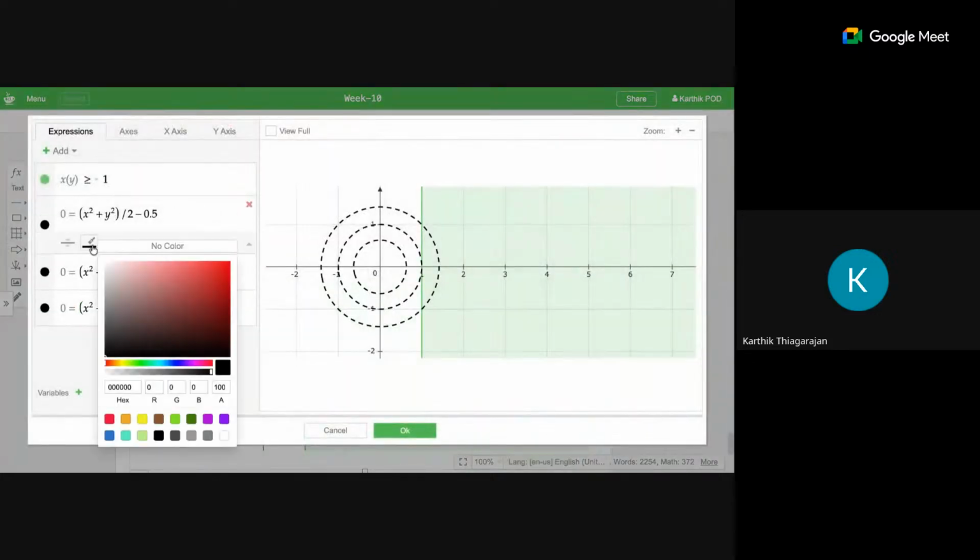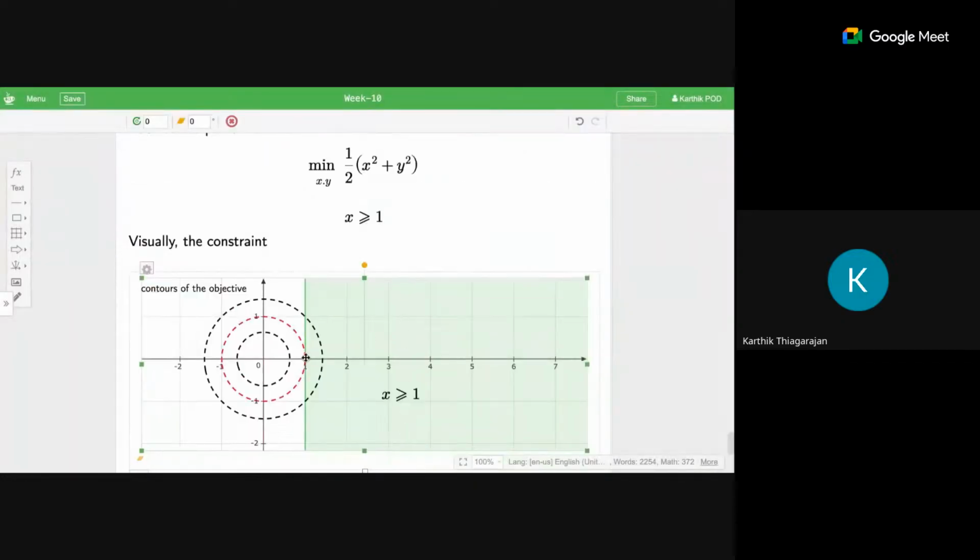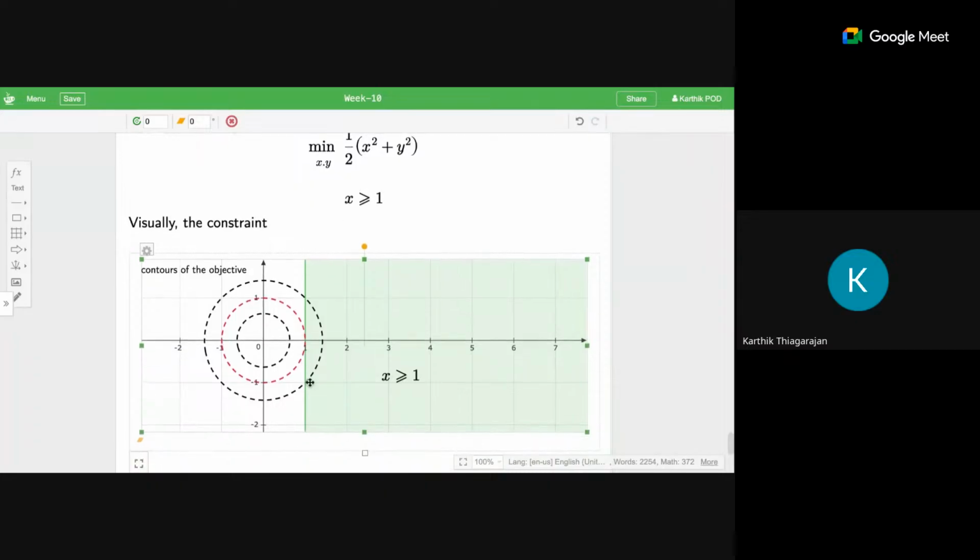I'll highlight it. I'll maybe give it a red color. So this is where the contour just touches the constraint, and that is your minimum. That is your X star. So X star is 1, 0. Sorry, X star, Y star. The point where the bowl just touches the region X greater than or equal to 1.